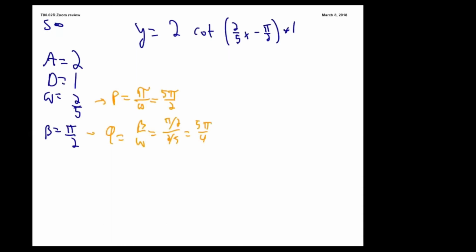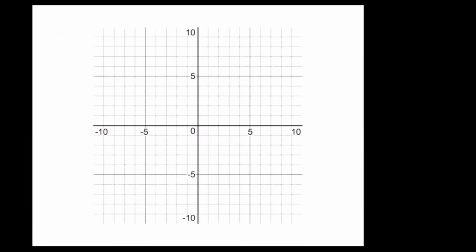Our period is 5 pi over 2, which is not particularly wonderful. So maybe we'll make all of this... I'm going to rescale the graph again. 5 pi over 2. If this is 2 pi on the right period, so let's call this... should we just call this 5 pi?